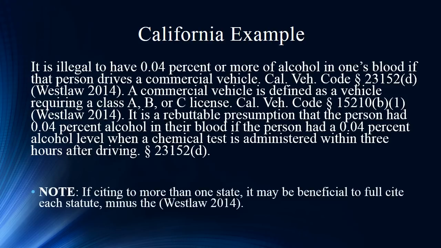Note, if you are citing multiple statutes from different states or different parts of the code, you should avoid confusion by using the longer short form version. Full cite the statute each time minus the parenthetical, publisher, and date information. The most important consideration in selecting a short form citation is that it will clearly identify the source for your reader.